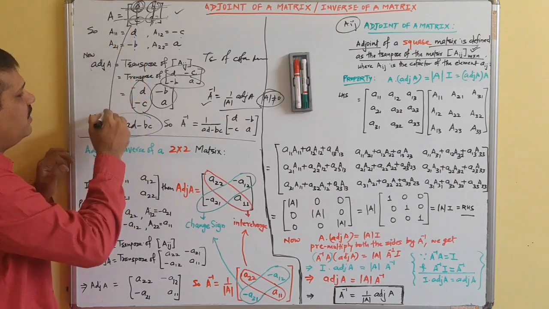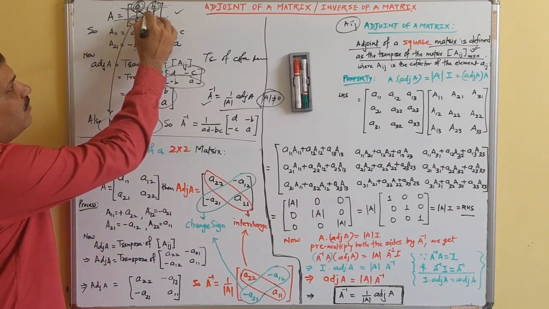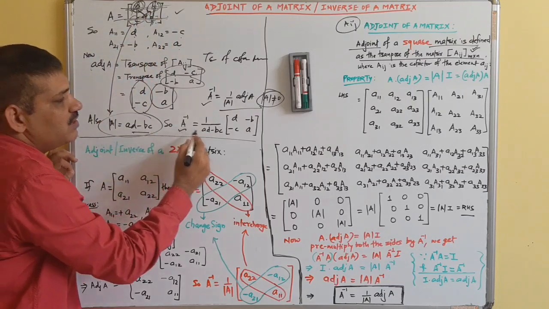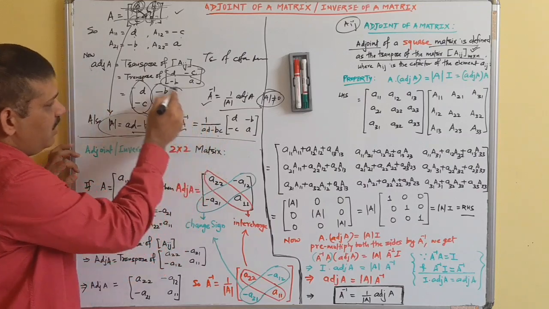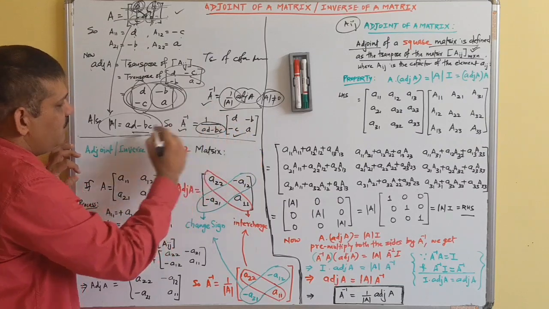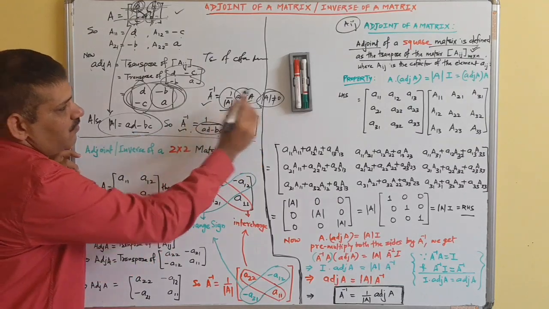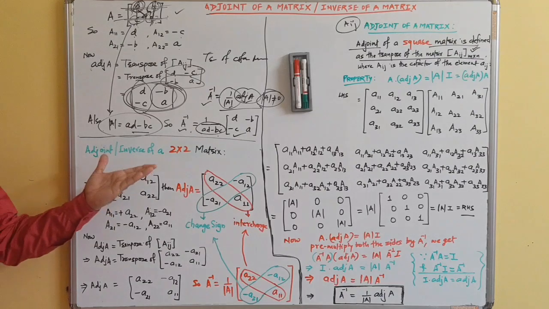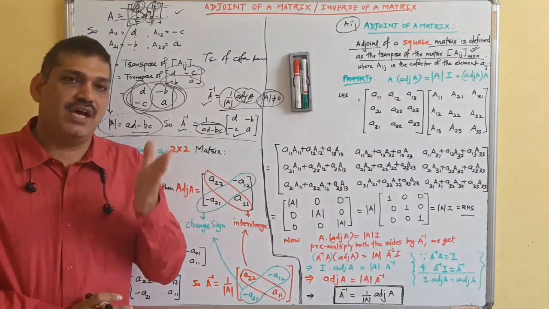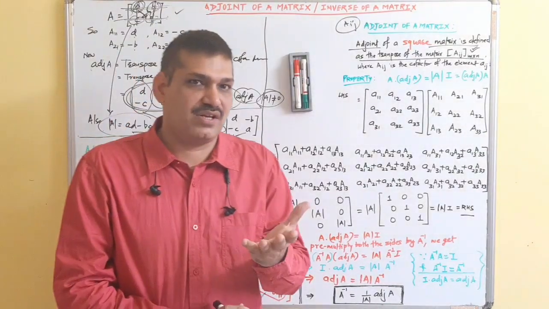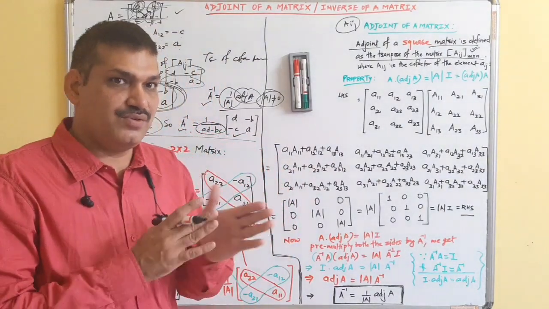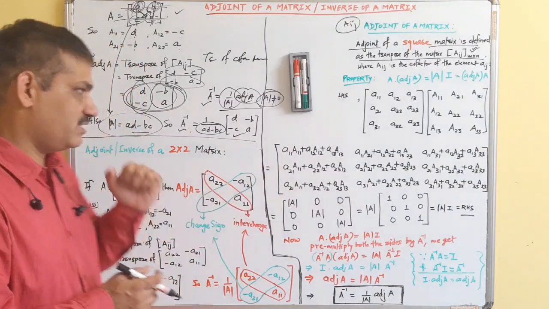Now for this matrix, the determinant is ad minus bc. So A inverse is equal to 1 upon ad minus bc, times adjoint A. If you have a 2 by 2 matrix, then it is very simple to find its inverse. We used elementary row and column transformations in the previous chapter. Now it's very easy and we will develop a short trick to find the inverse of a 2 by 2 matrix. Let's see how.